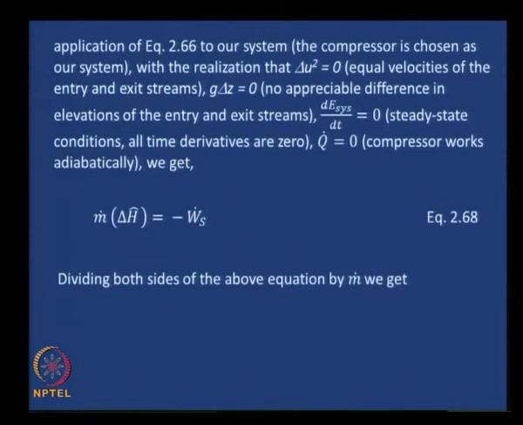Now, if we divide both sides of the above equation by m dot, we get delta h hat equals minus Ws dot divided by m dot, and we automatically get minus Ws, the rate part goes away. Of course, you need to recognize that this is shaft work per unit mass. Let us call that equation 269.